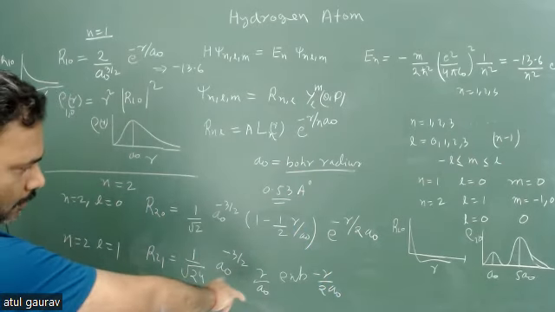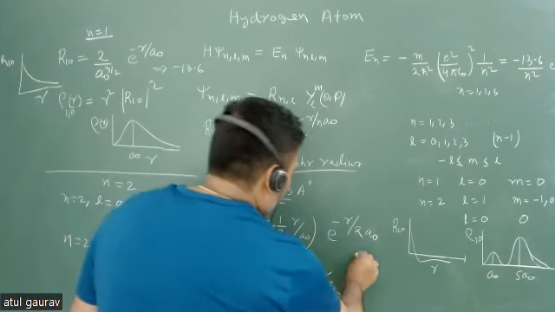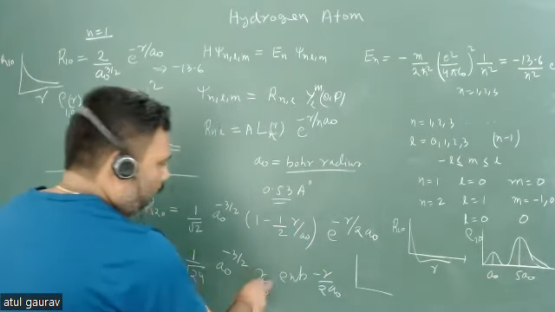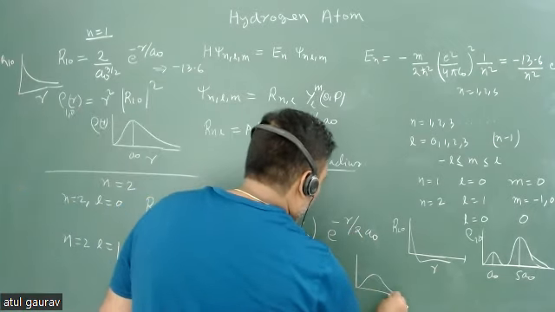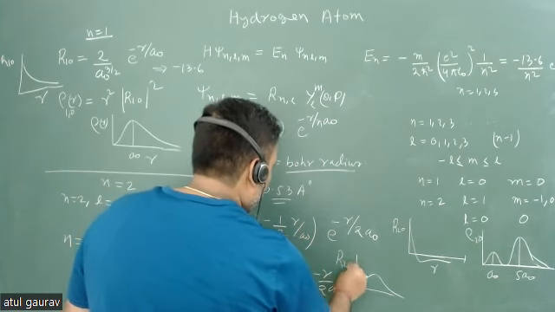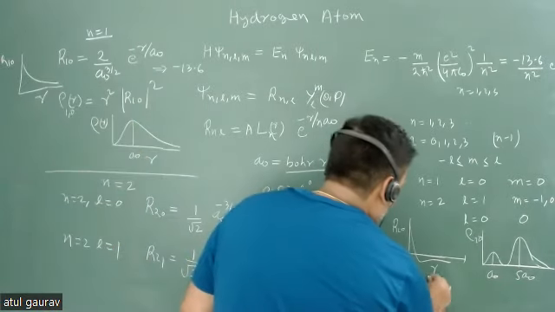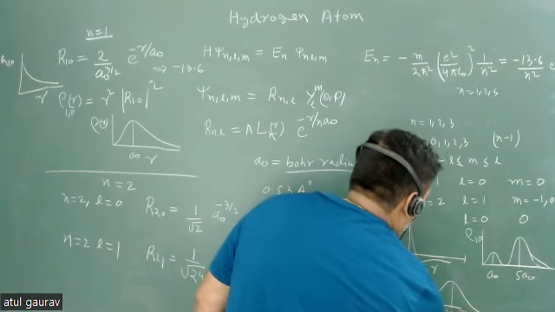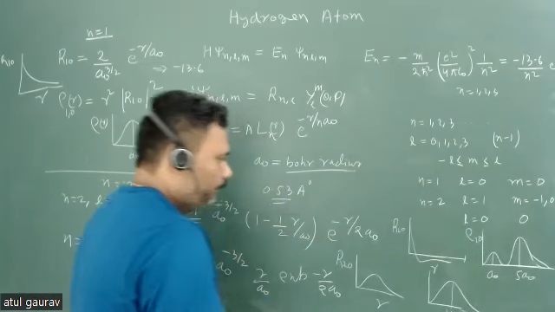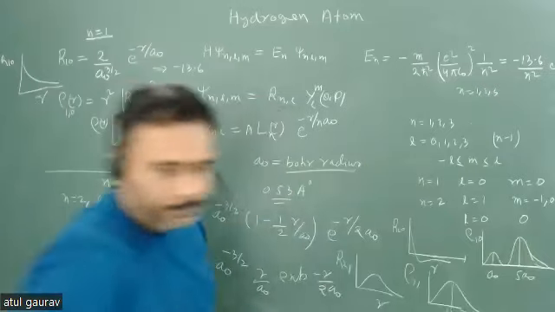What will its plot look like? Anyone? Obviously you have something like this. What will happen at r is equal to 0? It is 0, and you have some maximum and something like this. Okay, R21 versus r. And what will be the probability density? The probability density is also something like this, and this will be maximum at 4a naught. Okay, this is rho 21.